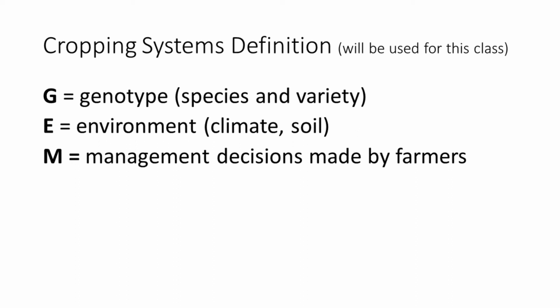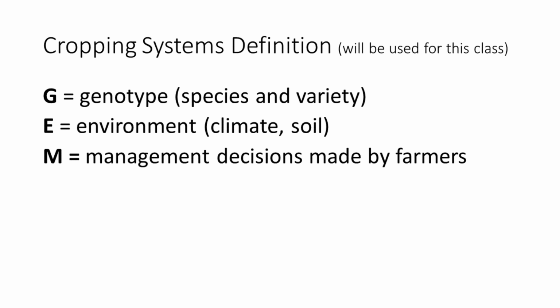And you can also say M improved, right? Over the past 100 years, management decisions improved. And so the answer to the how, using this framework, how did cropping systems improve? It's because all three of these things improved together, right? G improved, E improved, and M improved.